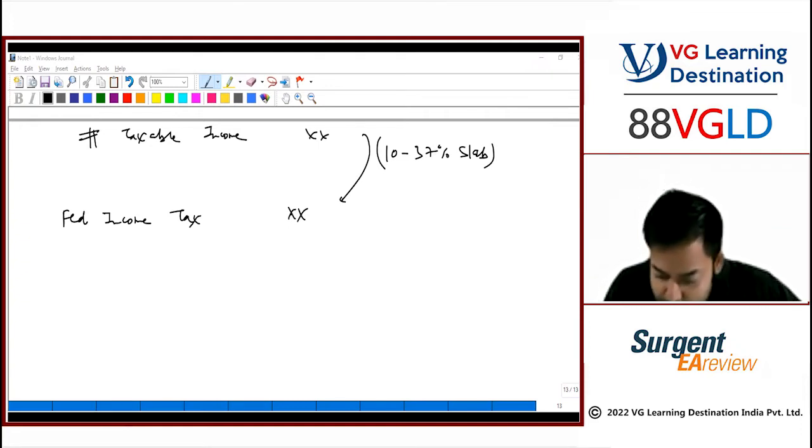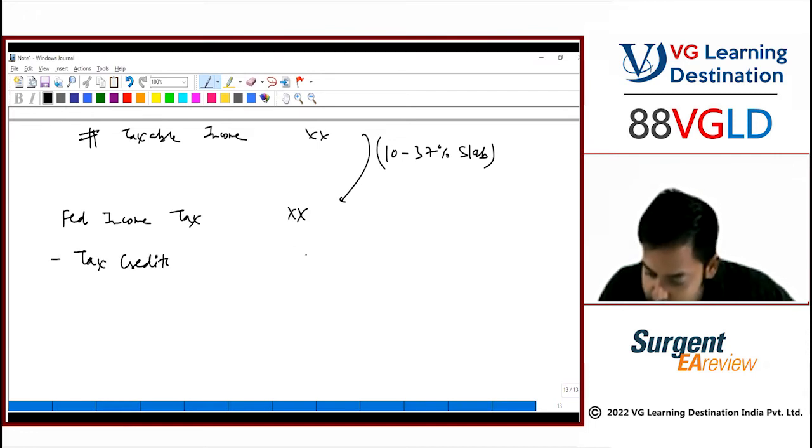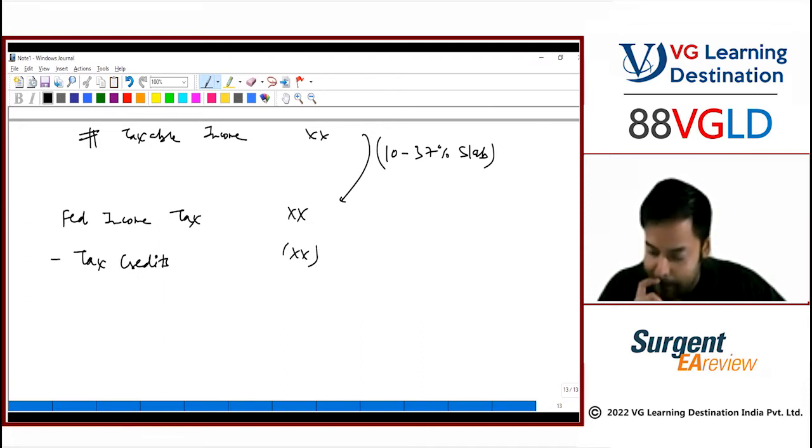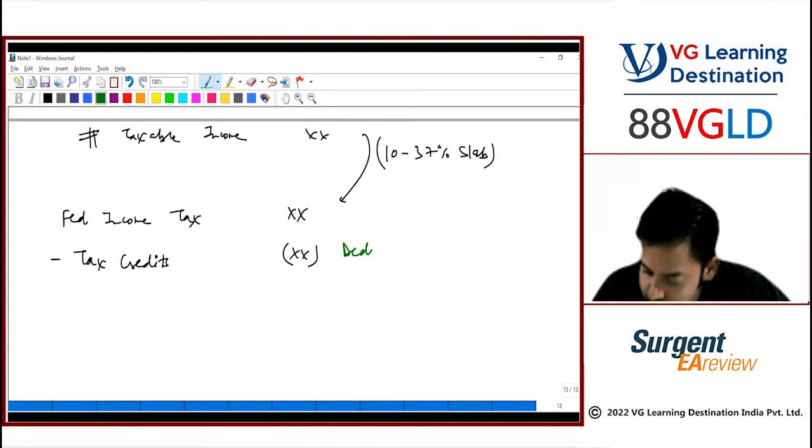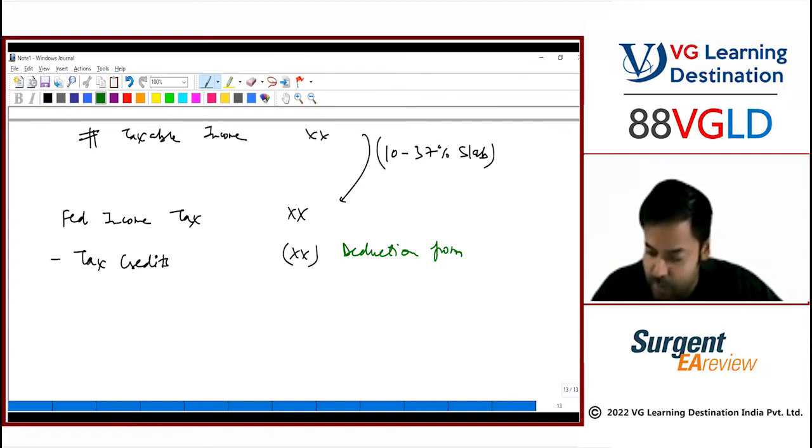From this, we'll reduce some tax credits. These are also called the deductions from taxes.